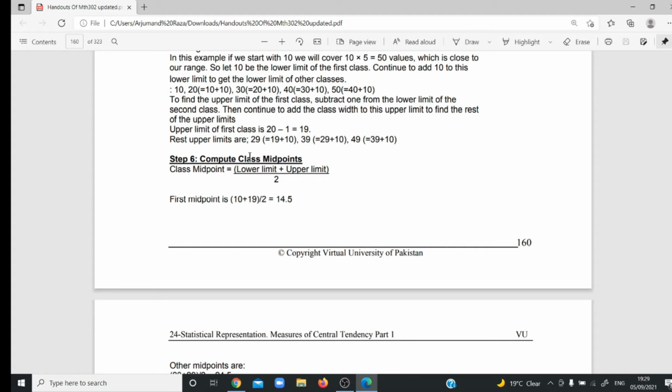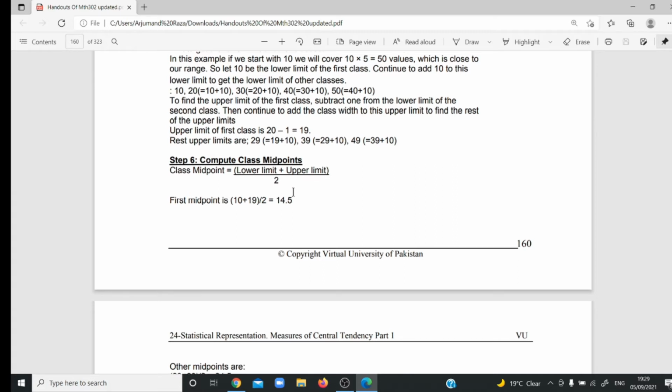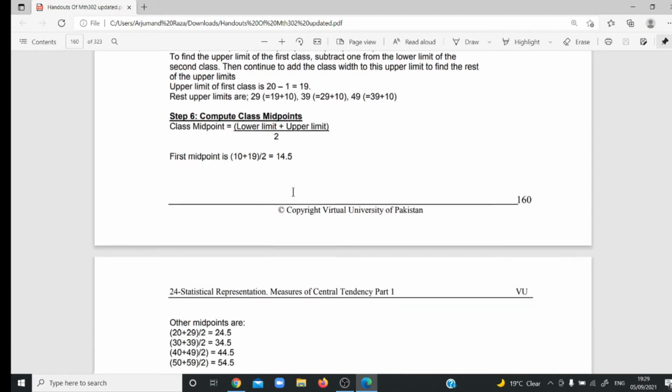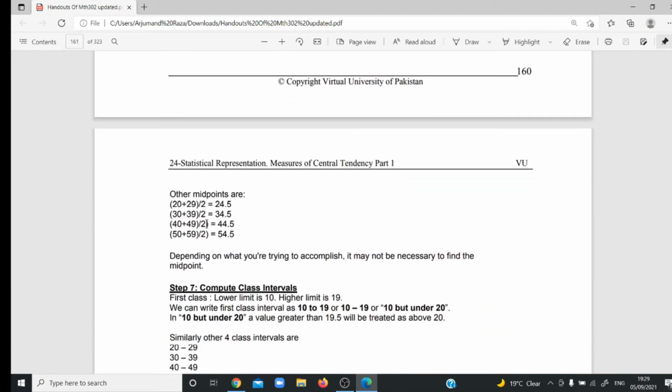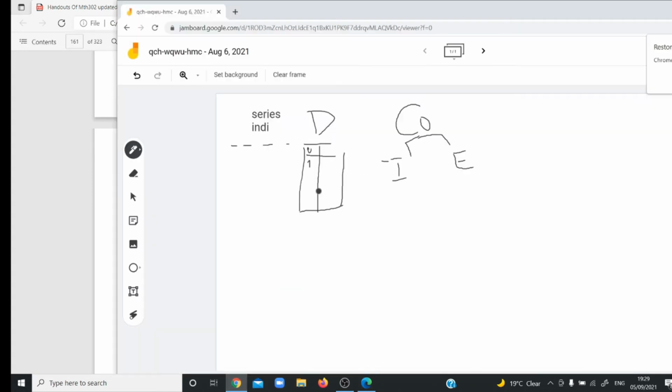Okay. While you're computing the class midpoint, what is the midpoint? You will take the lower limit and the upper limit, add both of them and divide by 2. How? So for example, here you can see they have done the same thing. Let me show you.